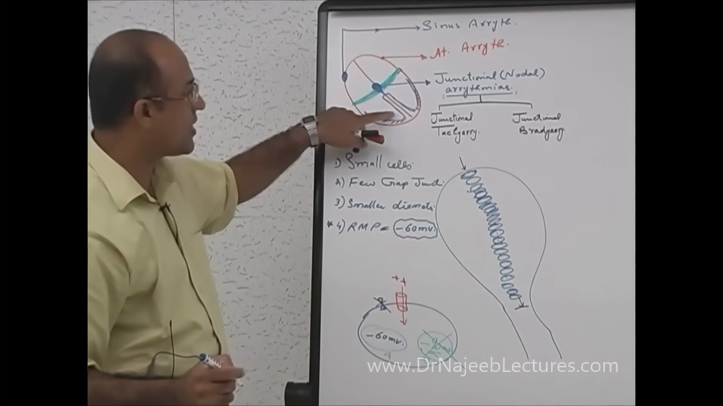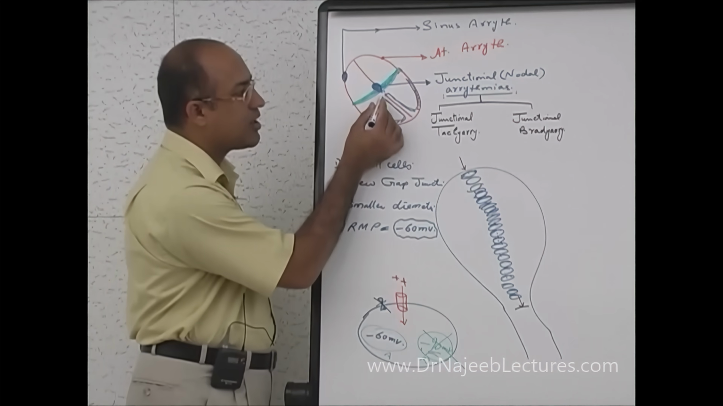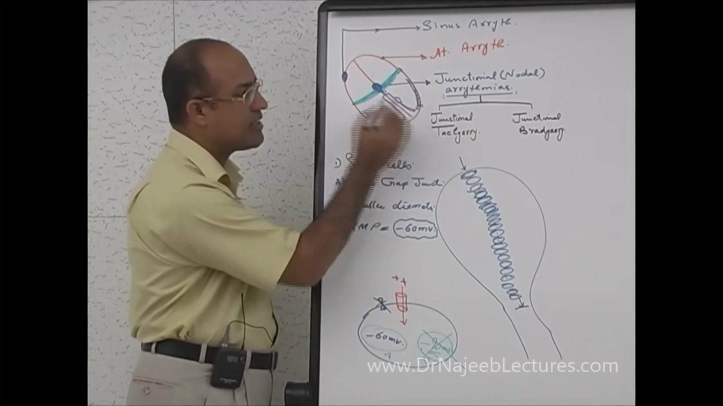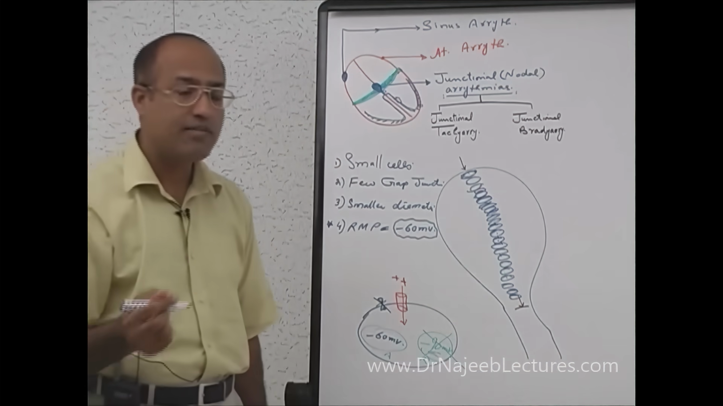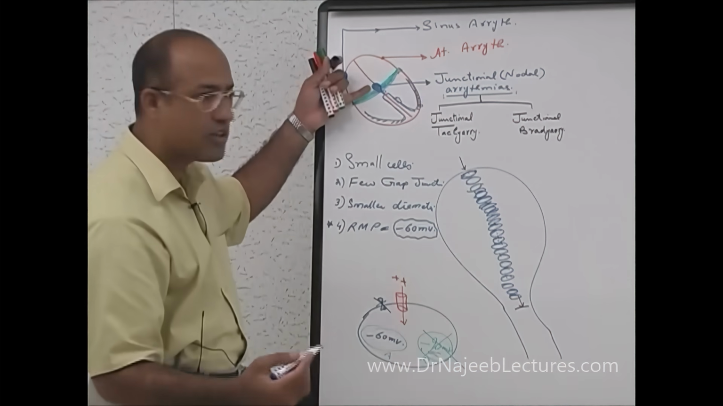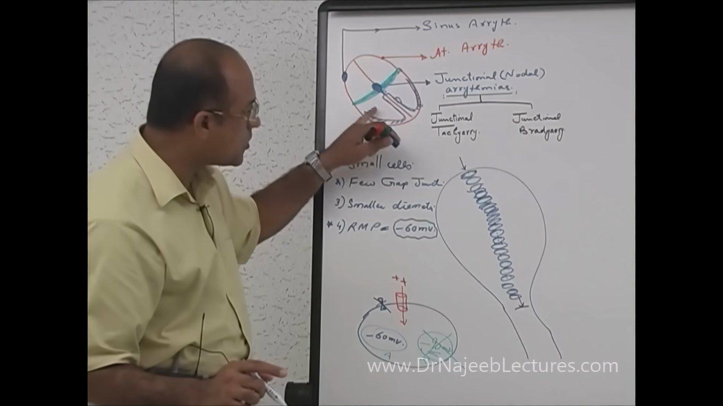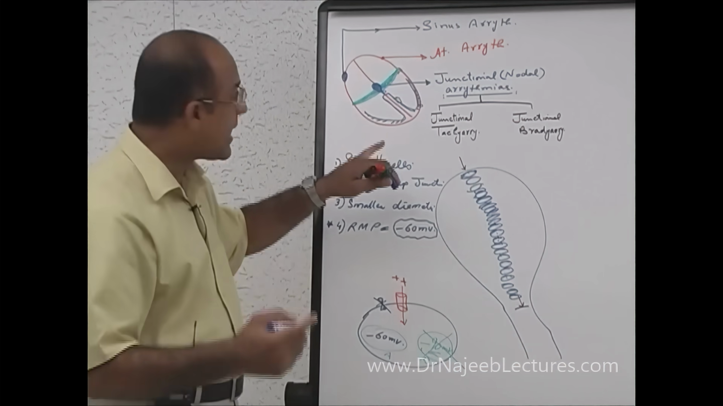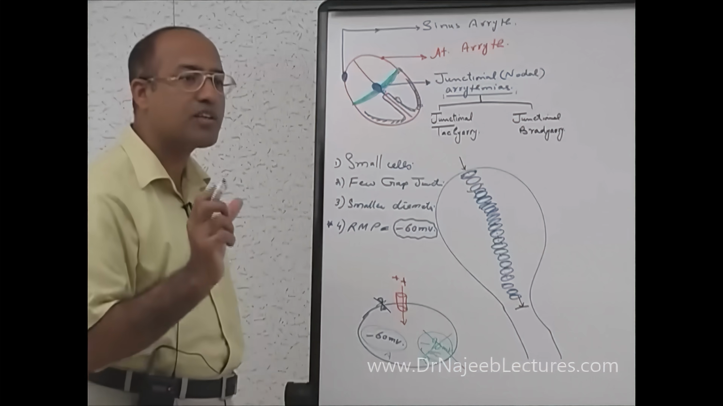Bundle of His, bundle branches, Purkinje fibers, all of them are made of a special type of cell. These specialized cells and tissue specialize in fast conduction, right? AV node was a specialist in slow conduction, and the remaining conducting tissue is specialized in fast conduction. Is that right? And this tissue, bundle of His, bundle branches and Purkinje system, they are made of specialized cells.